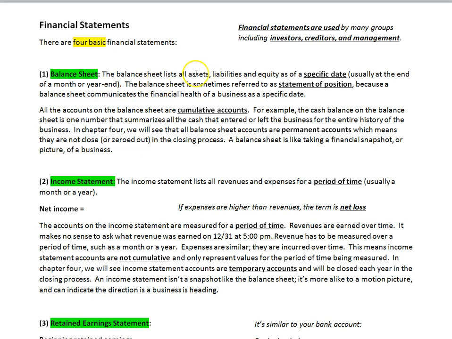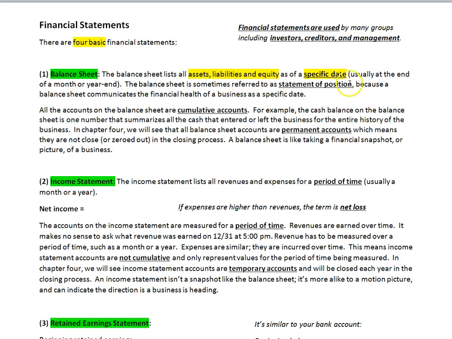Alright, let's get started with the balance sheet. Remember the accounting equation: assets equal liabilities plus equity. That's what basically goes on the balance sheet. That's the foundation for the balance sheet. The balance sheet is prepared as of a specific date.